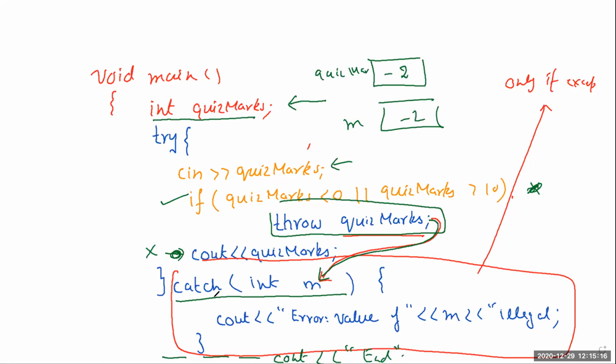Now you see, when you are in the catch block, you know that some error has occurred. So you give an error message to the user that the error value of -2 is illegal. You are giving this error message so that the user knows that the problem is in this variable.